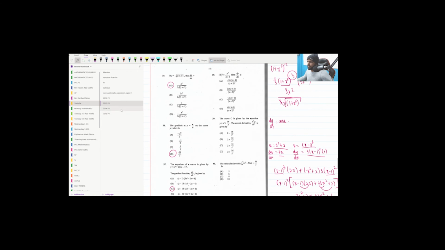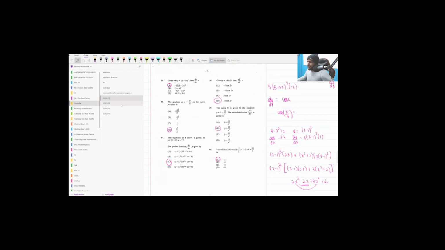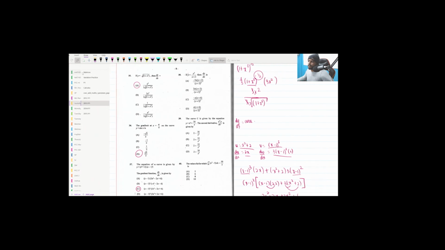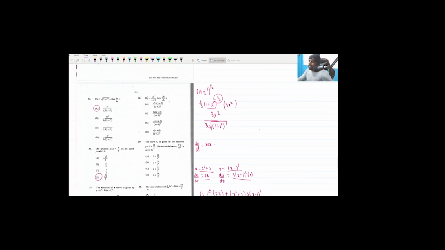Number 38, let's see. No, 38 is not a repeat. If that is that, then dy/dx is... Again, we don't have to write any formulas. U is x squared, du/dx is 2x. V is x plus 3, dv/dx is 1. These are easy ones to execute. The quotient rule: v du/dx minus u dv/dx, all over v squared.